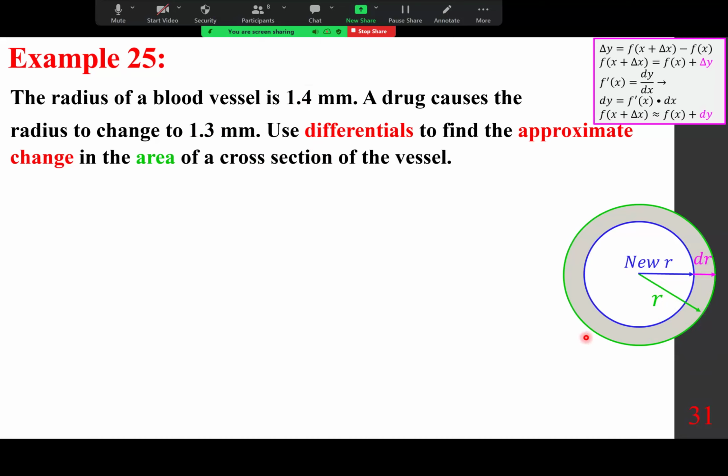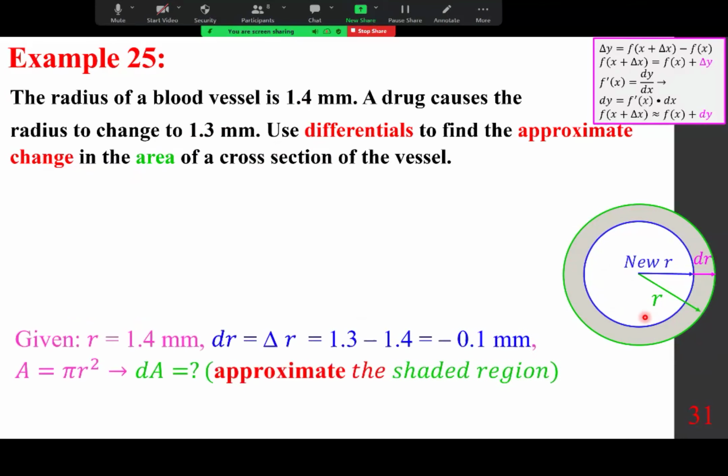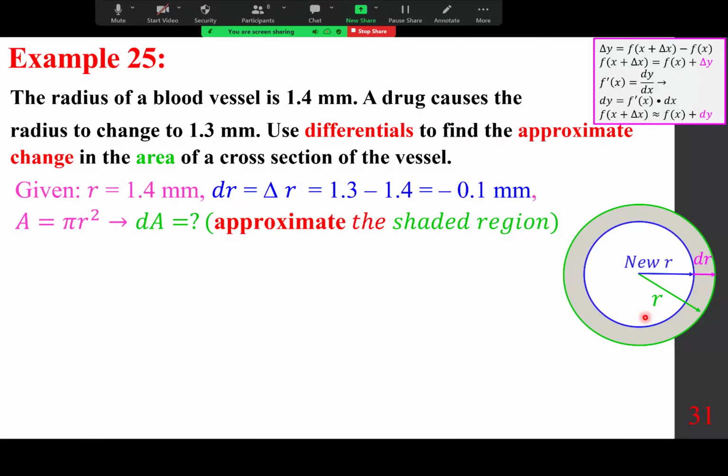Area is pi r squared. And what do we want? We want to approximate the change in the area, the shaded region, the shaded area. We want to find it by approximation, which means finding dA. Since f prime of x is dy/dx, then A prime of r is dA/dr. I wrote that so we can see the transition. And therefore, remember, dy is f prime of x dx, so dA is A prime of r dr.